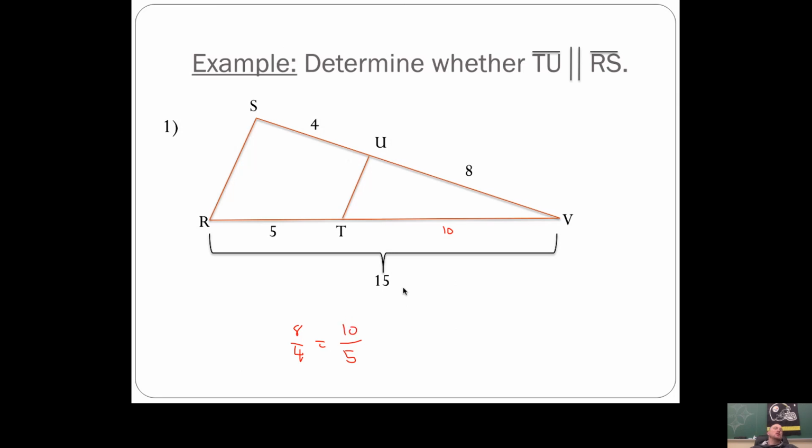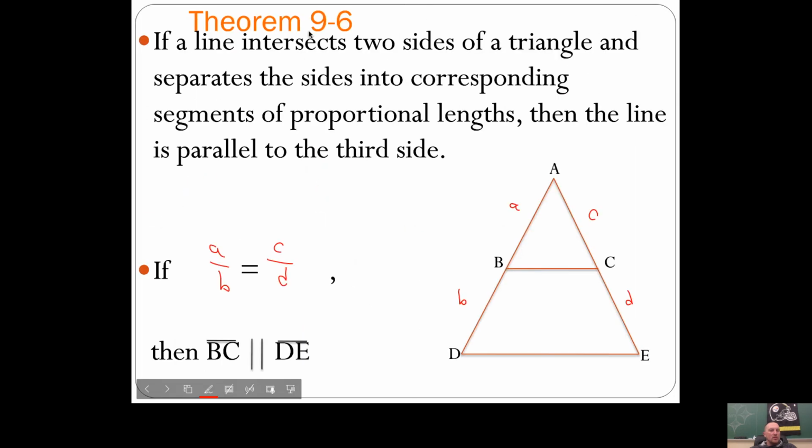Don't put the 15 in your proportion. We're using the two pieces of this main side that gets split by that segment. 8 to 4 equals 10 to 5. Those are both 1/2. Since they're the same, these are parallel. Yes. And the reason is theorem 9.6.